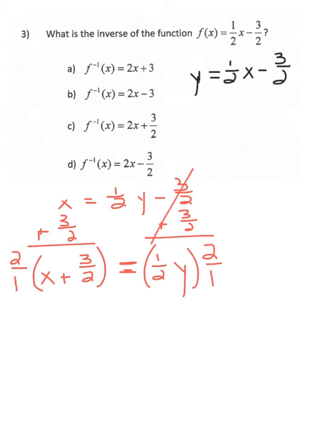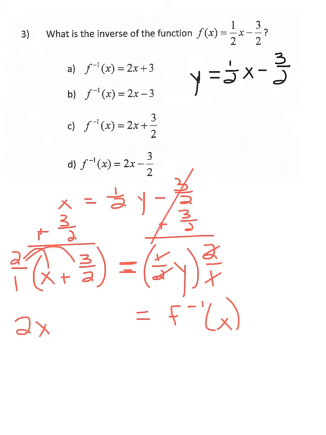What's going to happen is on the right-hand side of the equation, the 1 on top cancels with the 1 on bottom. The 2 on top cancels with the 2 on bottom, and I'm left with just y, which I am going to rewrite. Since they use function notation in the beginning, I am going to rewrite with this little f inverse symbol. And then on the left-hand side of the equation, let's just distribute. So 2 over 1 times x is just 2x. And then 2 over 1 times 3 over 2.